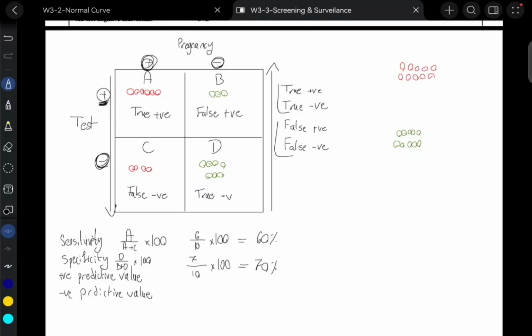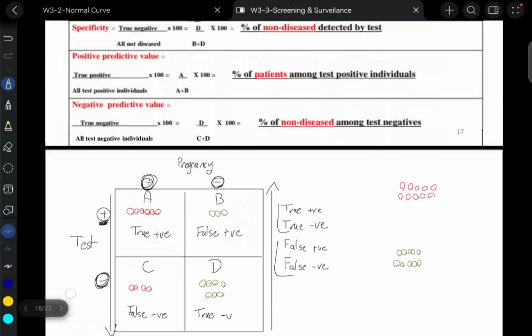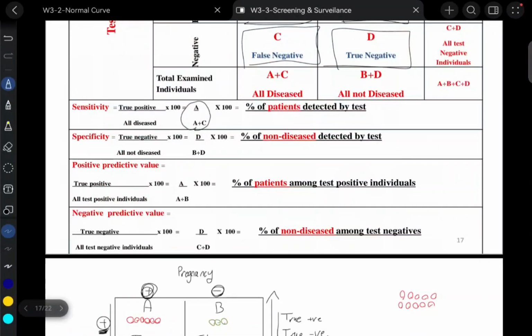Now that's for the sensitivity and specificity, the vertical parts. Now let's go to the horizontal parts. If you notice here, it says A over A plus B and D over C plus D. What we're looking for is the truths, the true positive and the true negative. Again, we're always looking for the true. That's our basics. That's the one that we put on top.